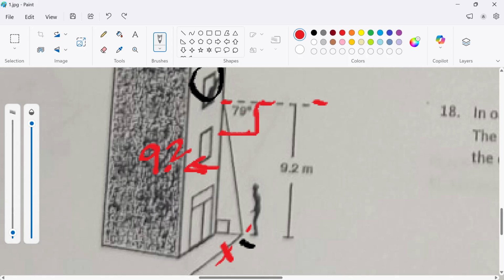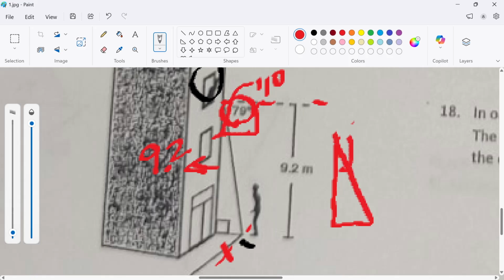Well, this whole thing's a right angle. If this part is 79 degrees, 90 minus 79, 11 degrees. So inside that triangle is 11 degrees. So what I have is this. This is 11. This is 9.2. And I need to find x.